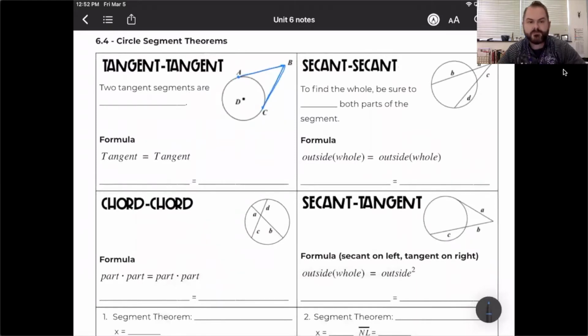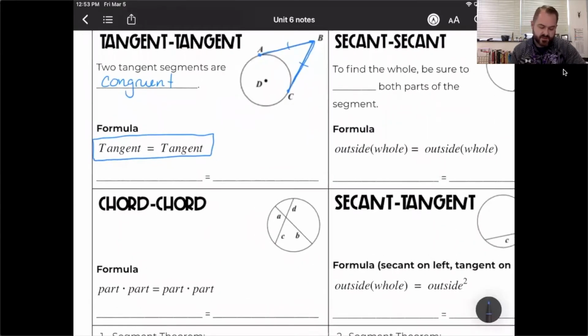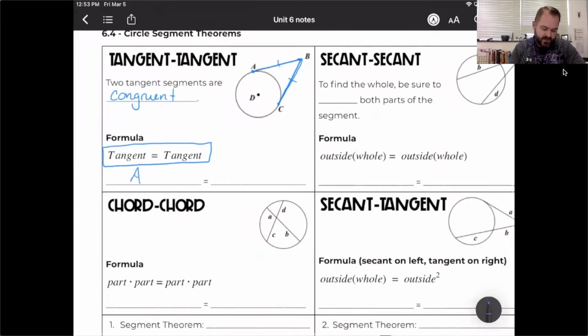So we're just going to focus on a tangent segment here and a tangent segment here, where two tangents intersect outside the circle. Two tangent segments have to be congruent. These two segments will always be congruent to each other. And so what that tells me is that the tangent equals the tangent. This is our formula. So you're going to get these word formulas that we use throughout this lesson to set up these problems. So in that specific case for this problem, that means segment AB is equal to segment CB and vice versa.